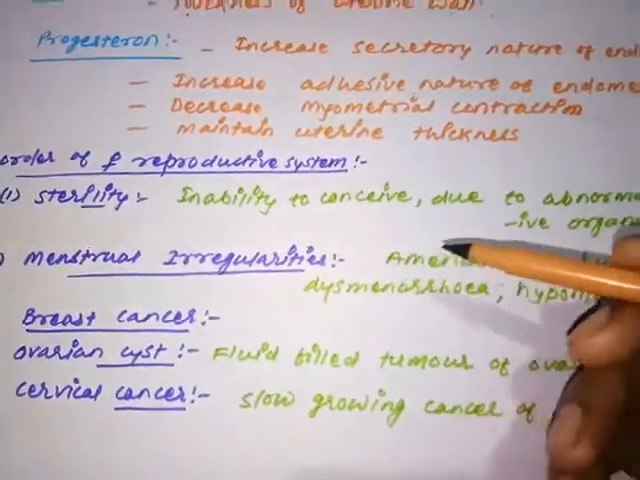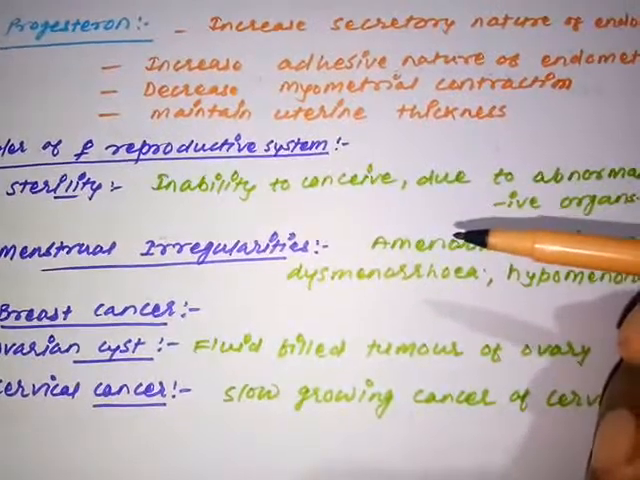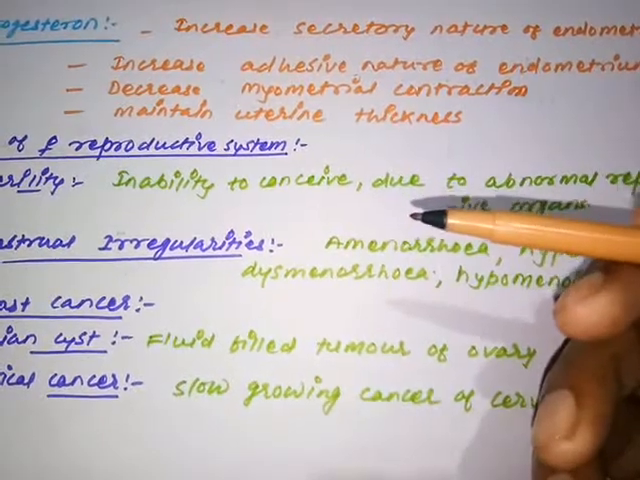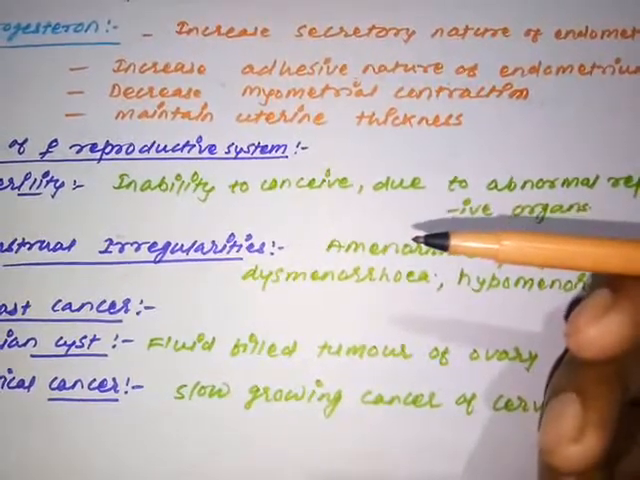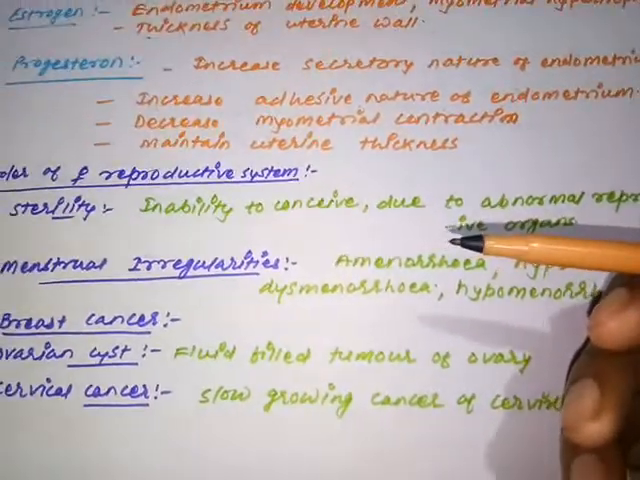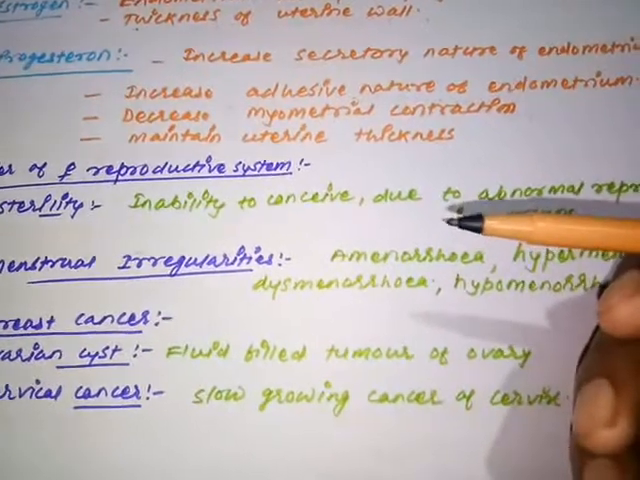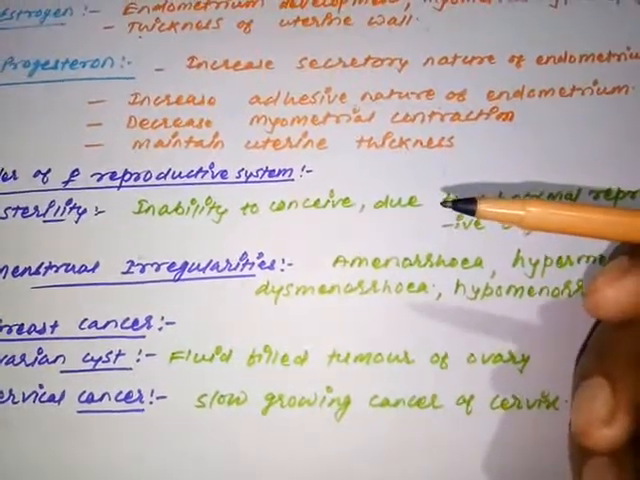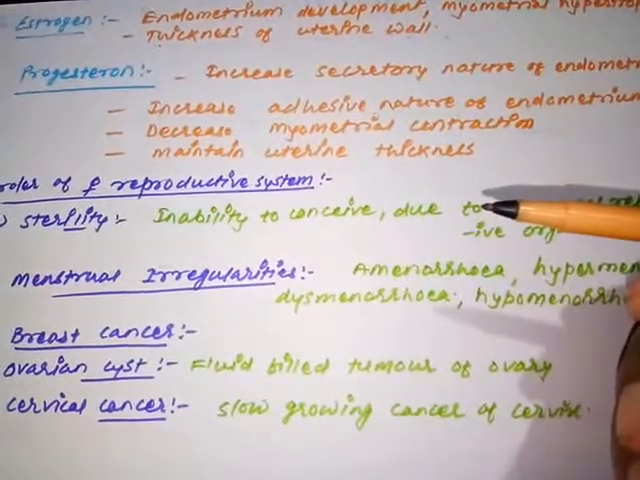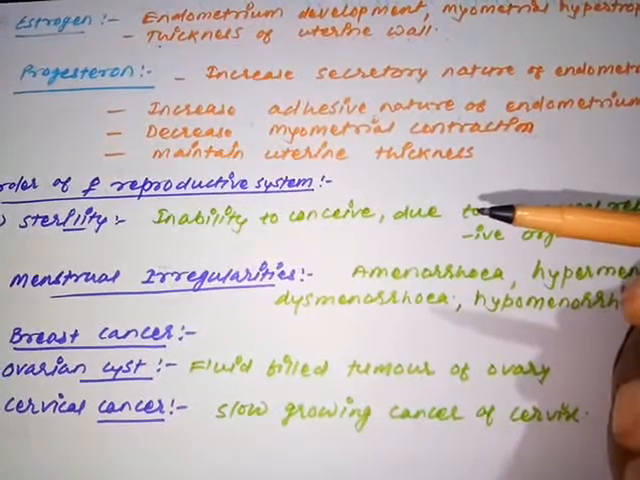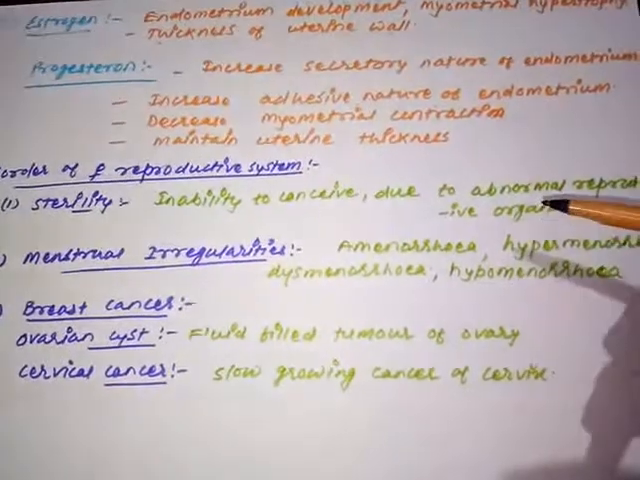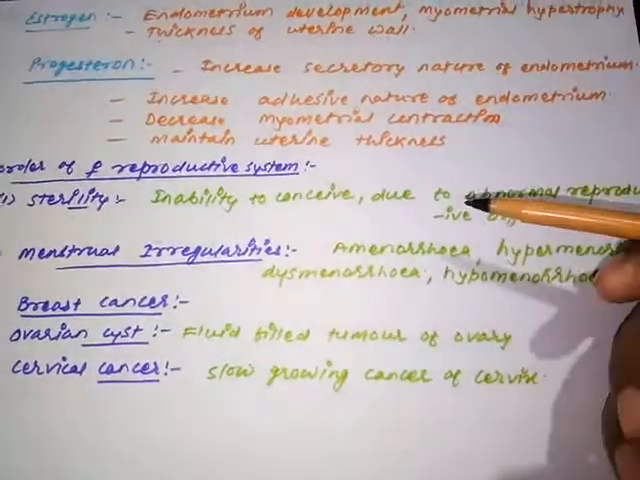What is sterility? Sometimes females are not able to conceive. Conceive means they are not able to fertilize, not able to implant the embryo, not able to give birth to the embryo. There may be many reasons why they have such a problem. We'll discuss the sterility problem in detail in further lectures, where we'll find some solutions, and how females can resolve such a problem. But basically, due to abnormal reproductive structure, the inability to conceive is called sterility.